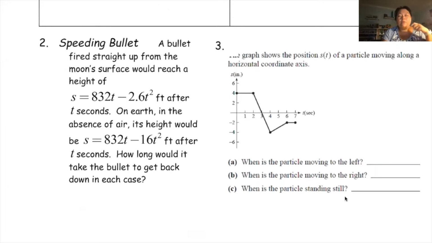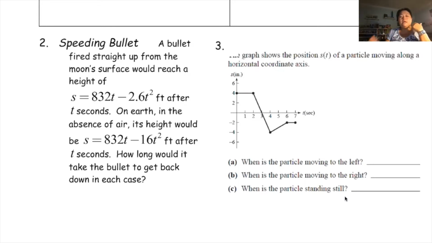Again, remember that when we're talking about position and velocity and acceleration, s of t is usually where it denotes the position of the object. So it's the height of the object, right? On Earth, in the absence of air, its height would be s equals 832t minus 16t squared feet after t seconds. How long will it take for the bullet to get back to the ground in each case?